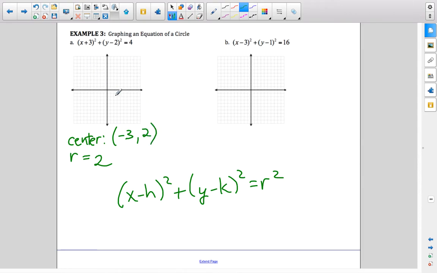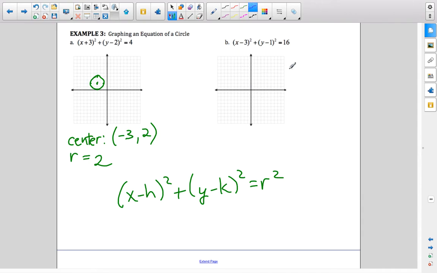So I'm going to go ahead and put these points in. Starting here at 0, 0, I'm going to go 3 to the left and 2 up to get negative 3, 2. There's the center. Now my radius is 2, so I'm going to go up 2, to the right 2, down 2, and to the left 2. And then I'm going to make curves. Make a nice little circle there, good as I can.